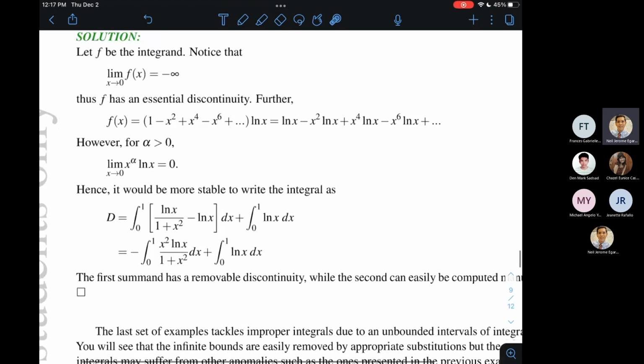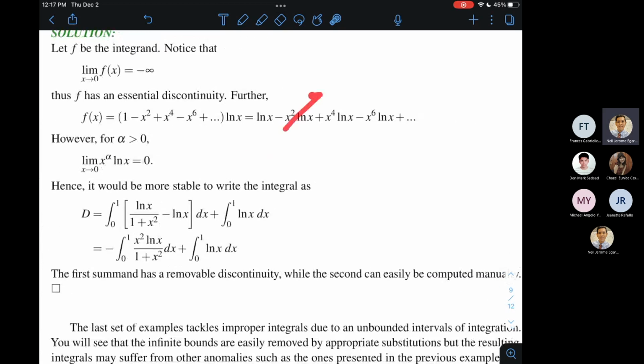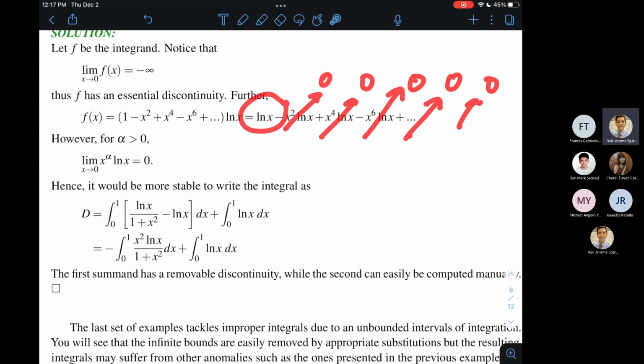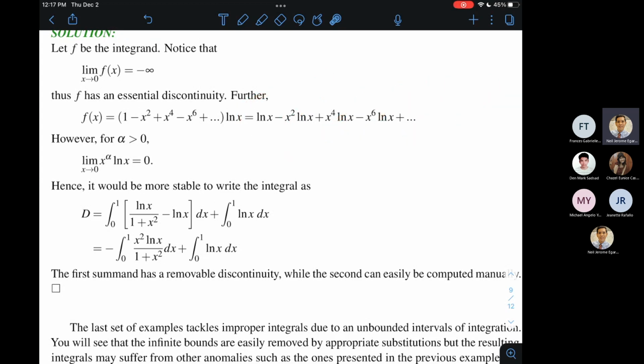So ibig sabihin pala, as x approaches 0, this guy goes to 0, this guy goes to 0, this guy goes to 0, and everything else after. And natitira lang talaga yung ln x. But as x approaches 0, ln x approaches negative infinity. Kaya may natira na limit doon ay negative infinity. But what we see here is, yeah, it seems that the problem lies on this guy, the ln term. So yun yung nagko-cause ng essential discontinuity.